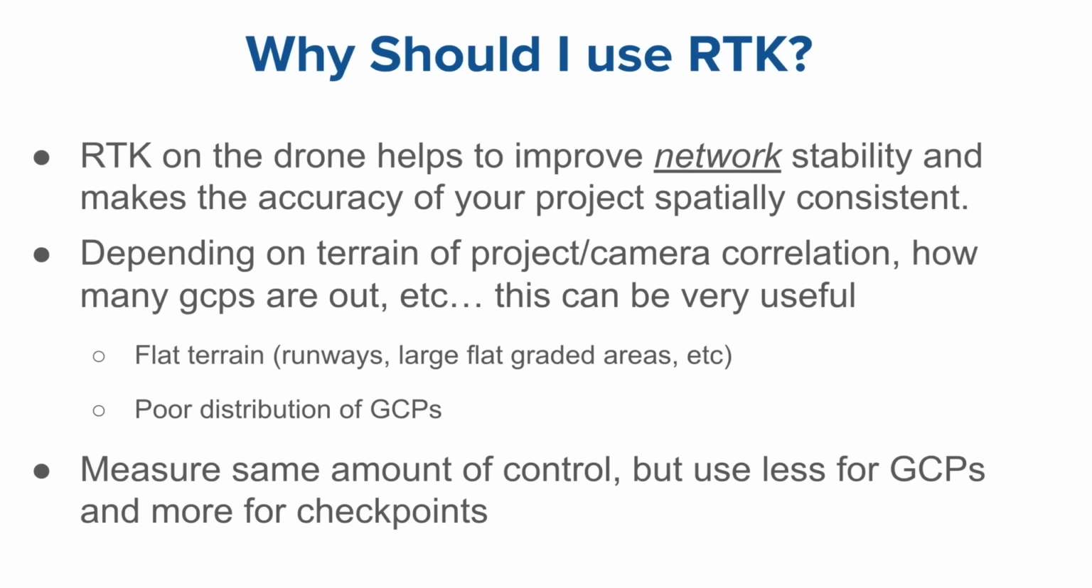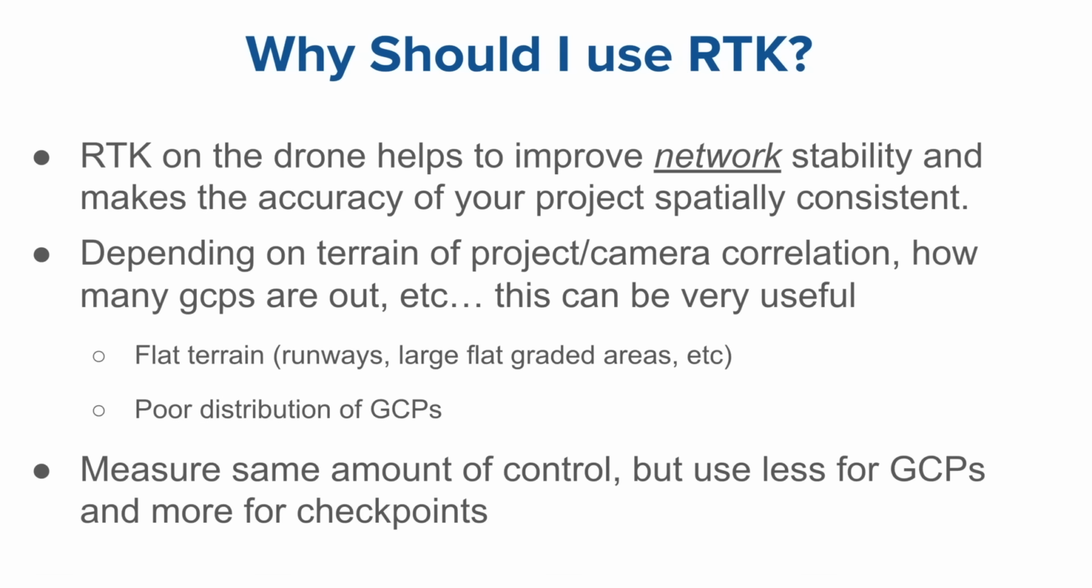All right, so just to summarize, RTK on the drone helps to improve the network stability. Remember, consistency. So you don't have to worry about spatial distribution of ground control points. You don't have to worry about the edges of your project being less accurate, because you don't have ground control points out there. With RTK, it really alleviates that problem. Depending on how varied the terrain is, and how well calibrated your camera is, this can be very useful.